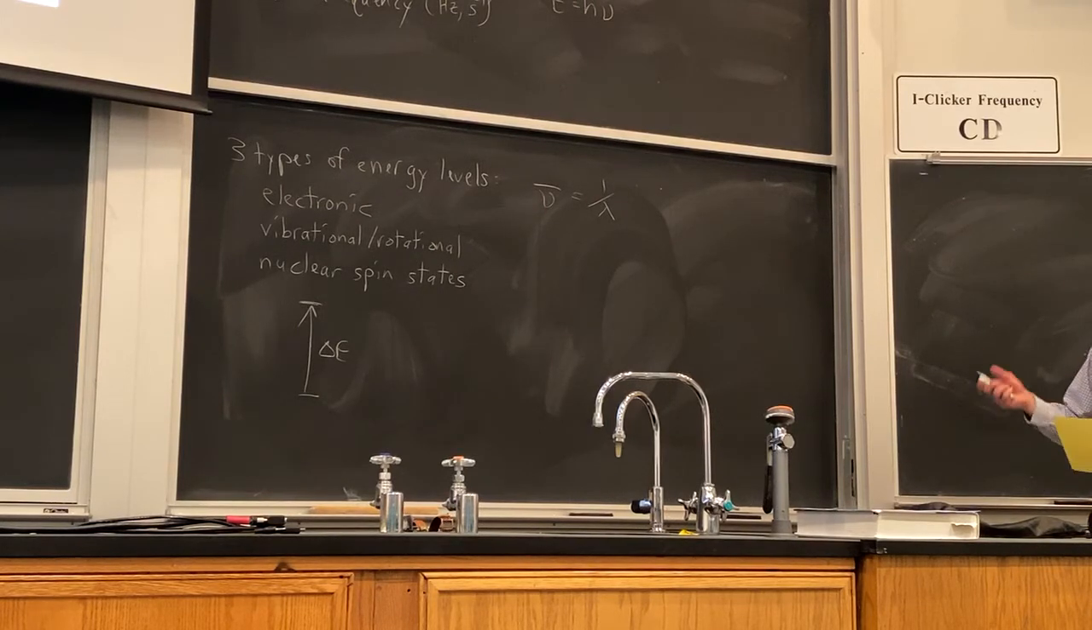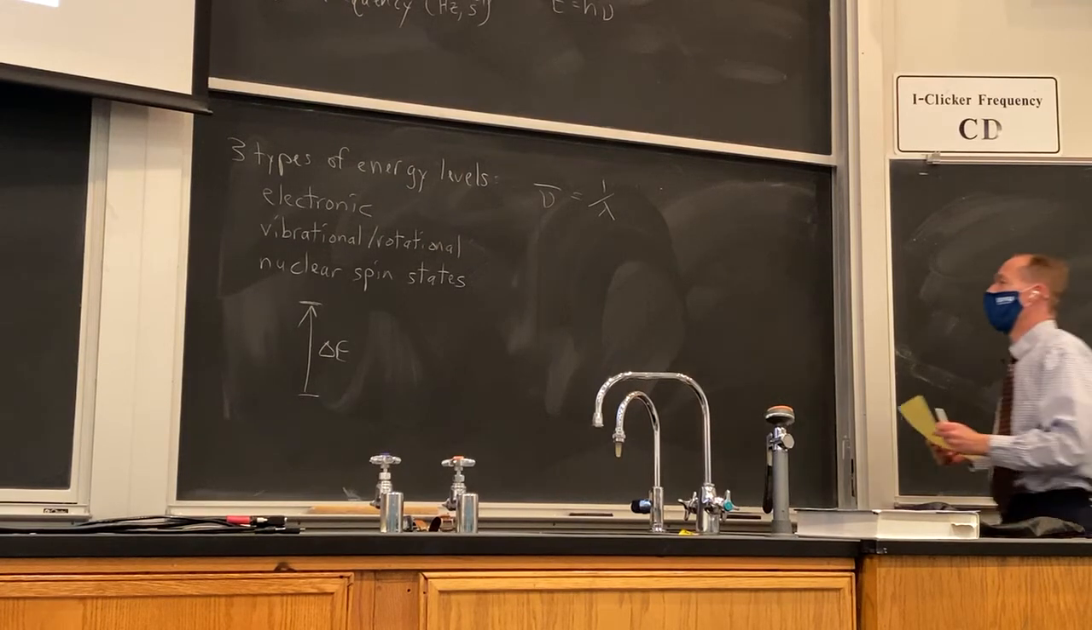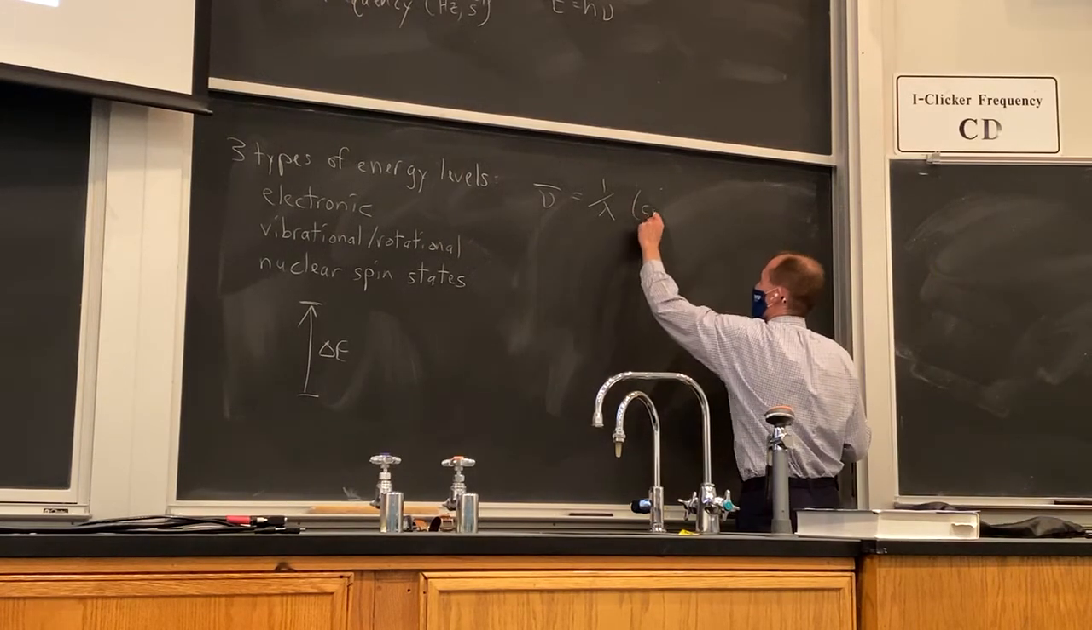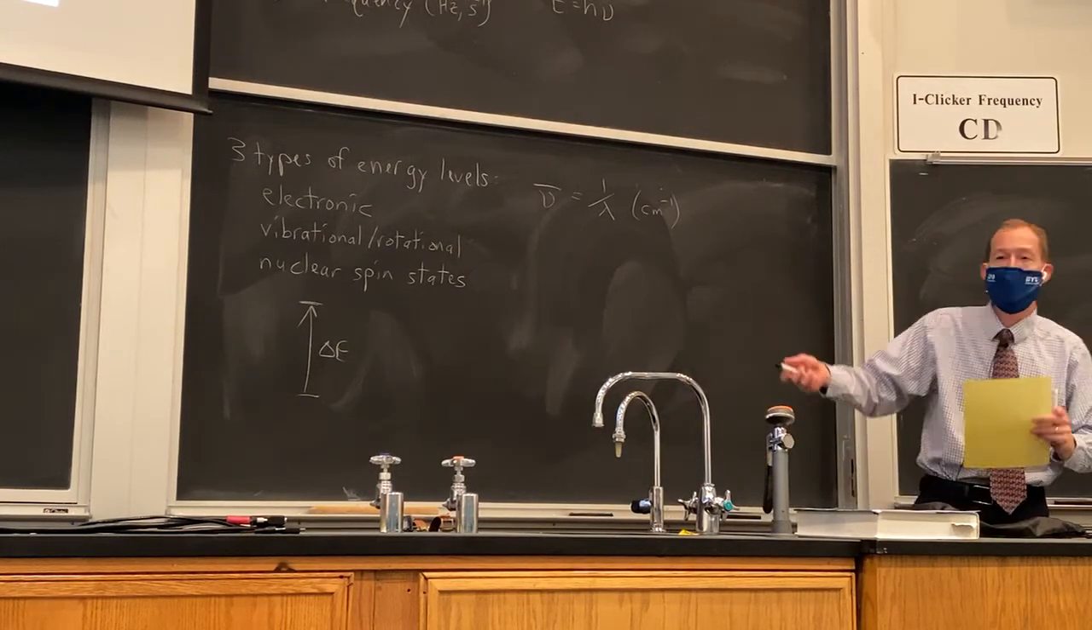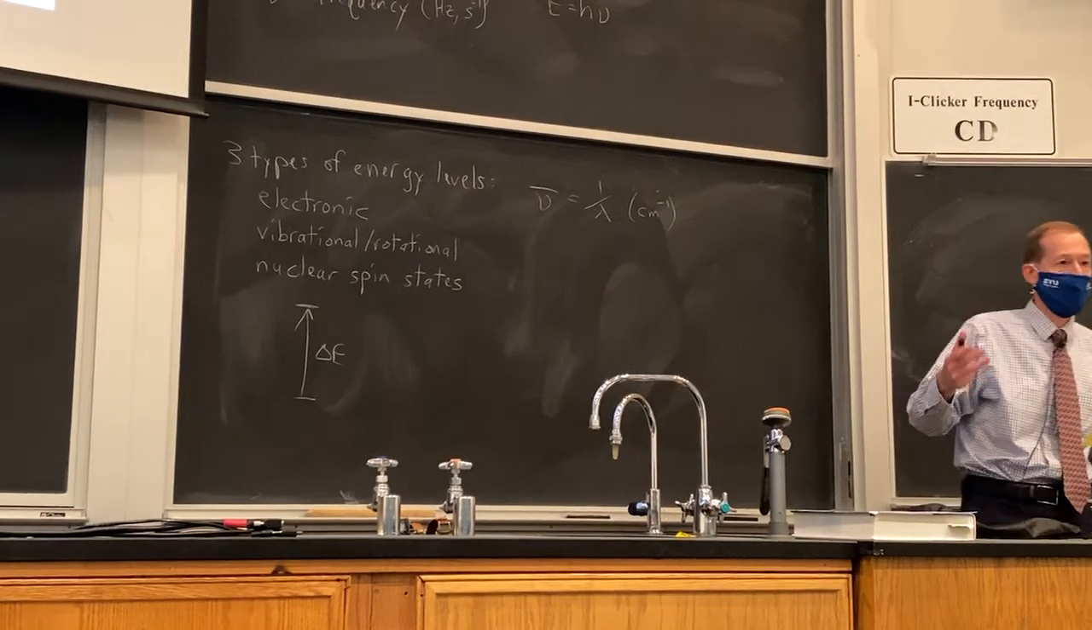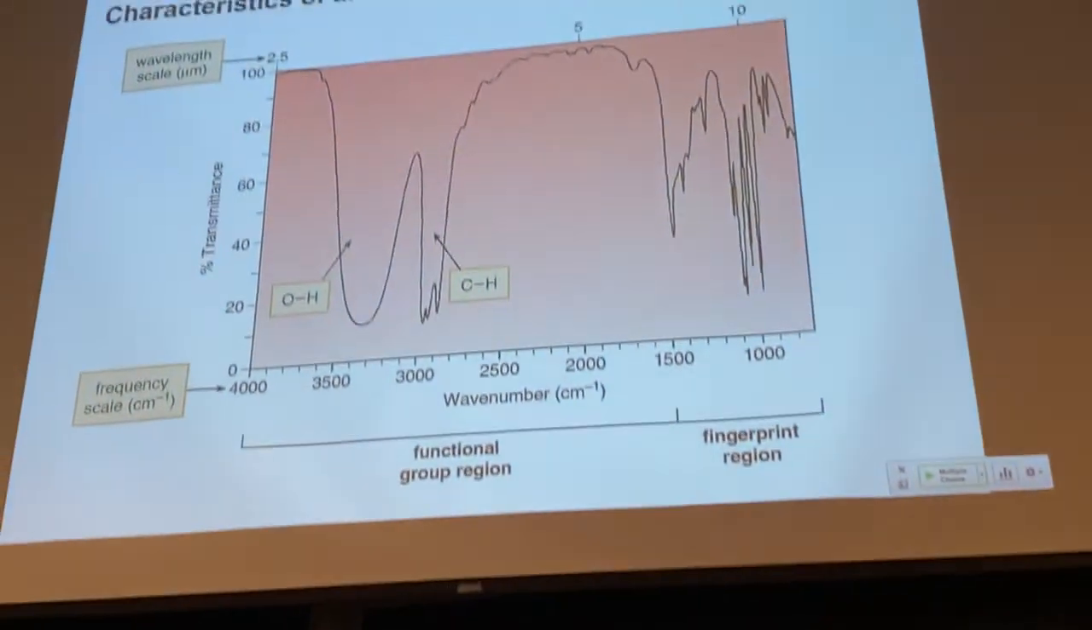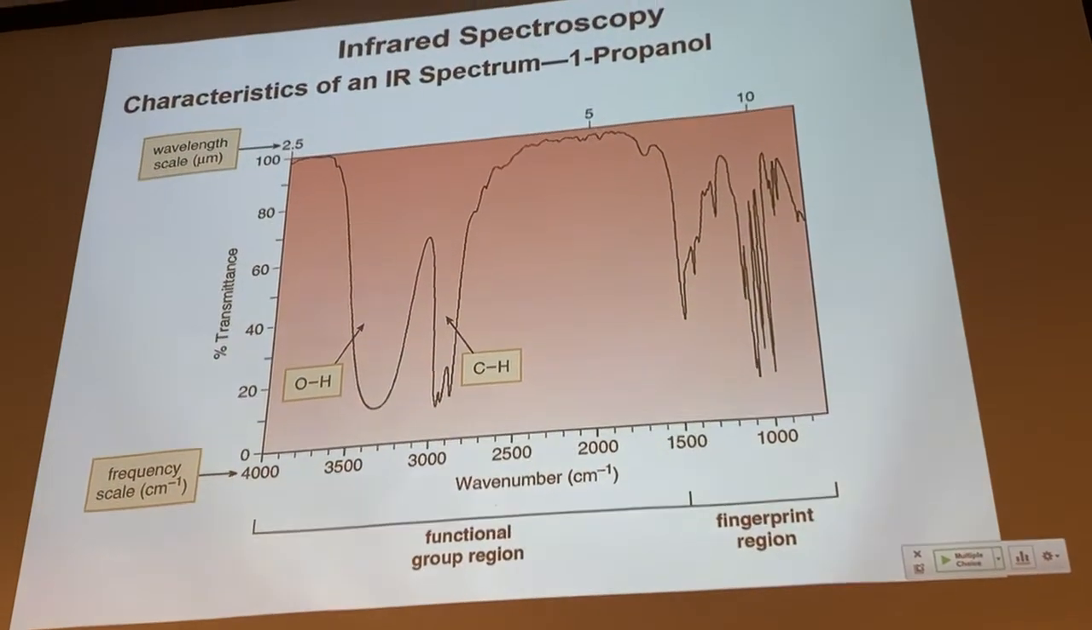So this is a unit of frequency, but it's on a different scale. The units are inverse centimeters. And those units are more convenient. They give us nice whole numbers that work well on the x-axis of our IR spectrum. Okay?